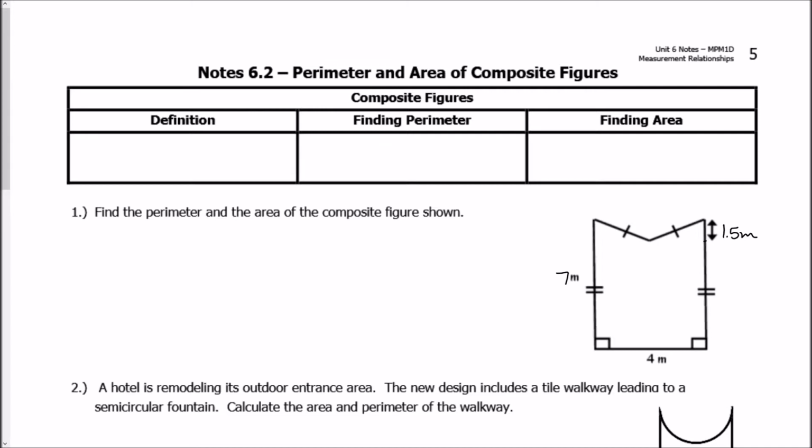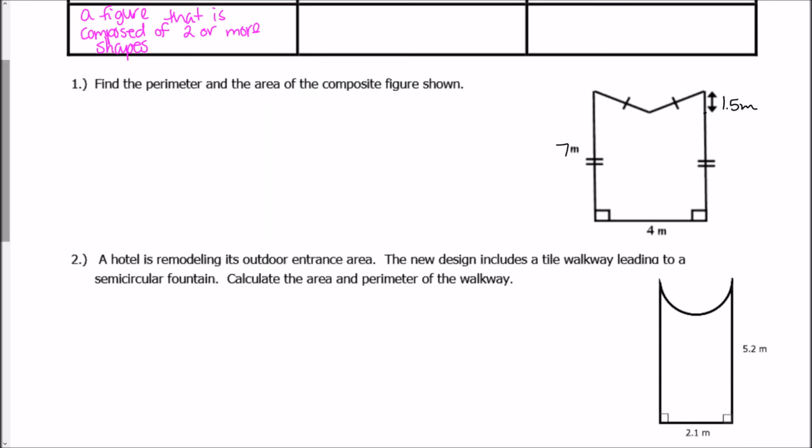So a composite figure is just a figure that is composed of two or more shapes. Okay, so for example, if you see right here, this figure is composed of a rectangle and two triangles, so it's a composite figure because it's more than just one general shape.